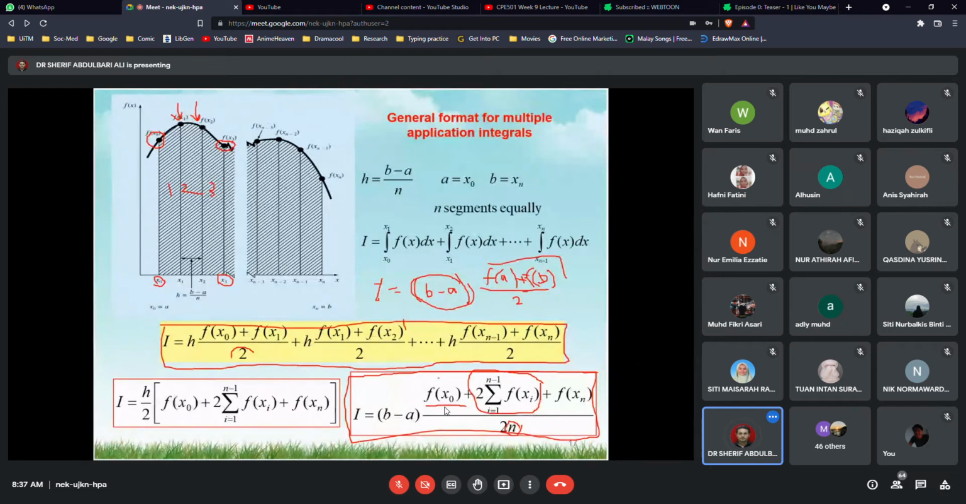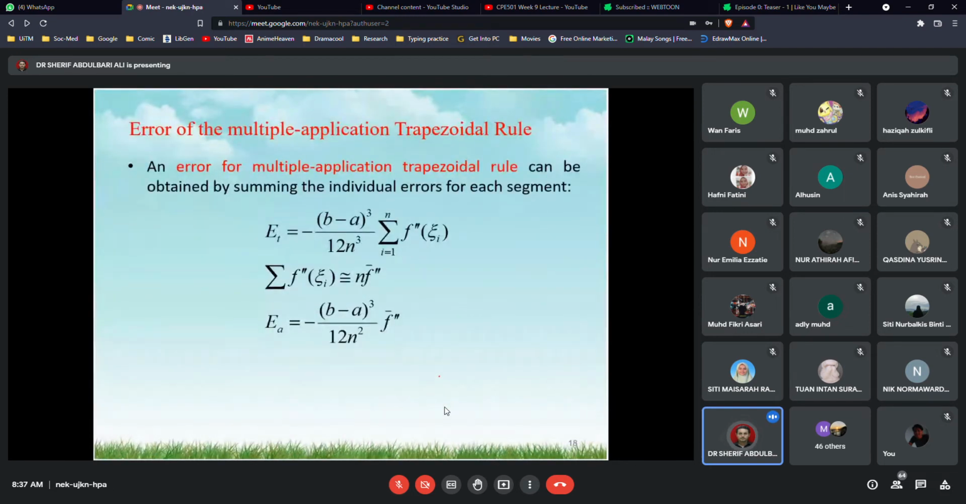Okay. So let's see this one in the same example that we have done. And by the way, to calculate the error for the multiple application of the trapezoidal rule, we are using this type of equation. Okay, so this is how we are going to calculate the approximate error for the multiple application of the trapezoidal rule.